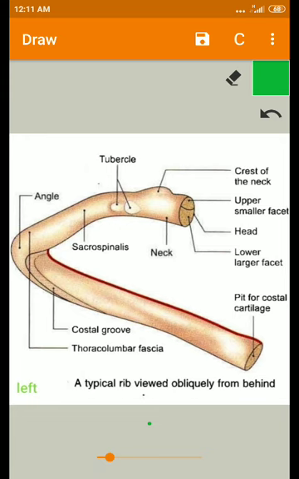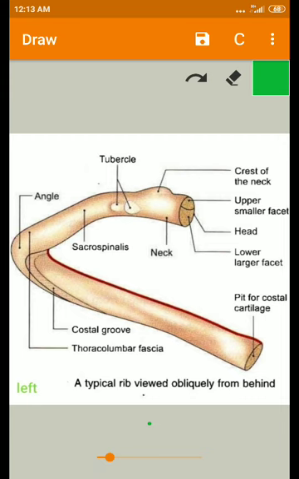Now coming to the shaft, which is thin and flat. It is curved, bent and twisted on itself. Curved and bent do not have a big difference, but it is twisted. How can you define this bone as twisted? When you place this rib on a horizontal surface, the anterior end and posterior end will not both touch the flat surface. Only one end will touch and the other end will be in the air. Because of that, we can say that this rib is twisted. So the shaft is thin and flat, curved, bent and twisted on itself.